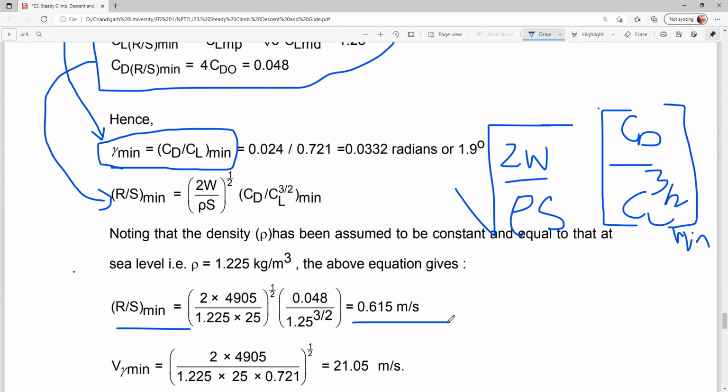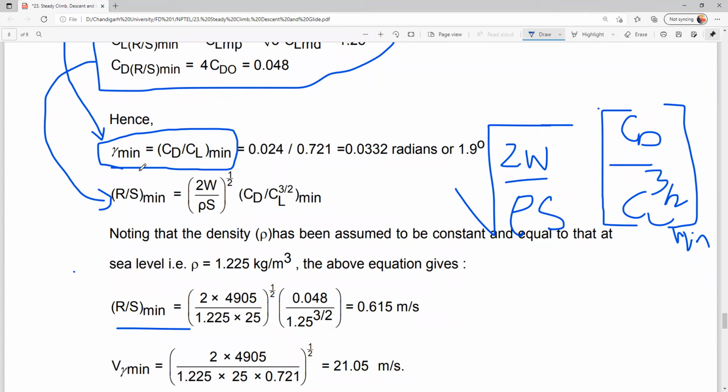that for 1 second the glider will descend; the altitude of the glider will decrease by 0.615 meter. For 1 second, the glider will descend. Okay, the altitude of the glider will decrease by 0.615. So this is the rate of descent. It is now in the pilot's hands.